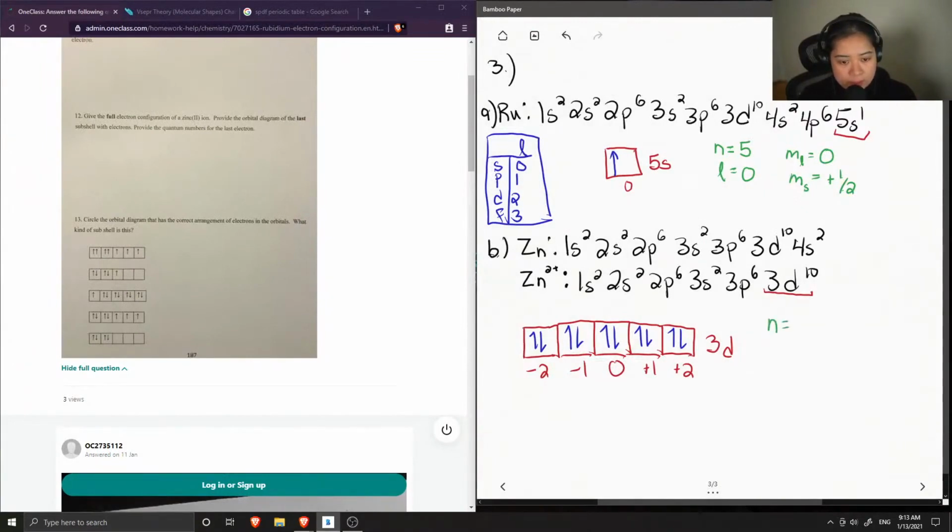Since we're in the 3D subshell, our n value is equal to 3. Our L value, according to the table that I wrote out, will be equal to 2. And then for the last electron, our ML would be equal to +2. So we're talking about this electron right here. And since it is spinning down, our MS value would be -1/2.